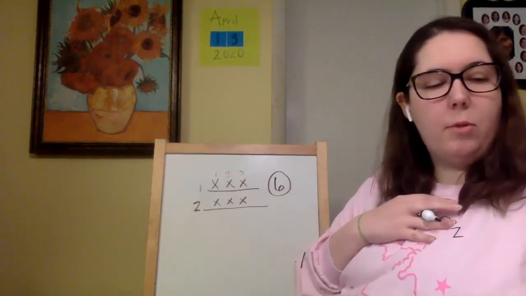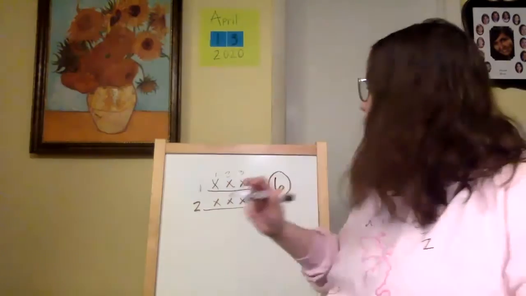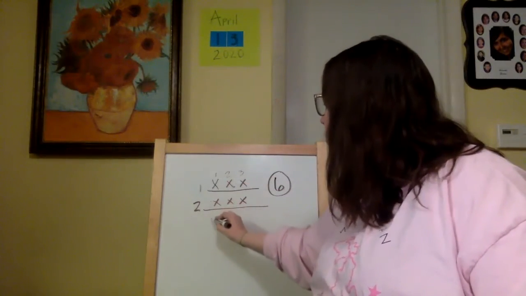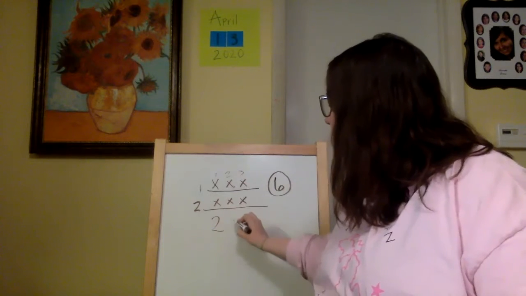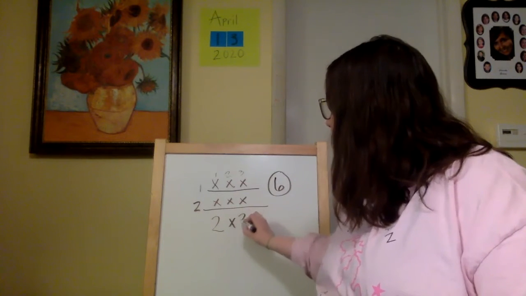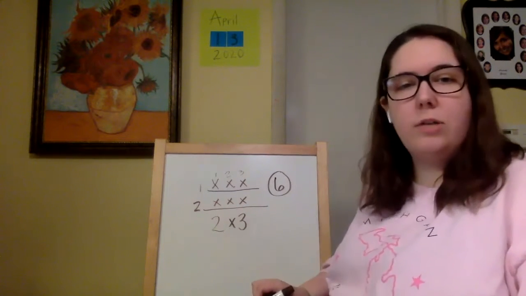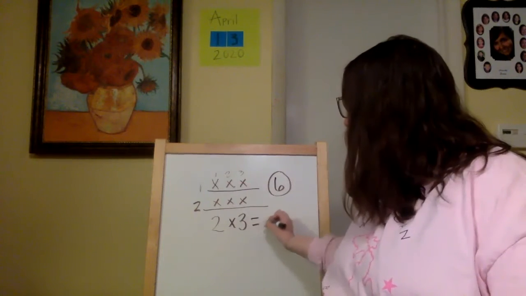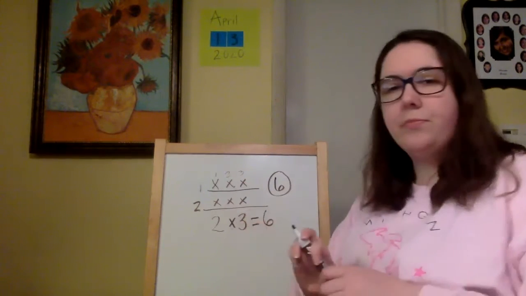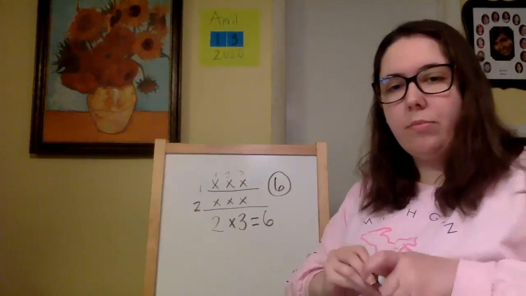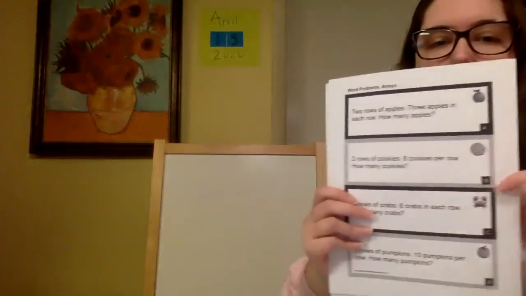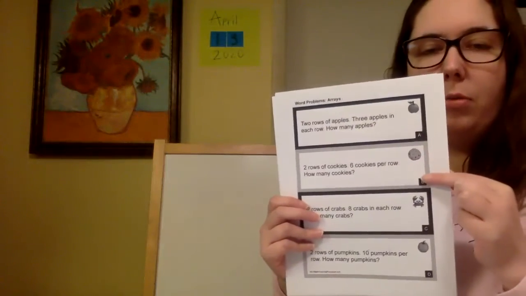If I were to write the multiplication sentence, the multiplication sentence would be 2 rows of 3. And I know that 2 times 3 is 6. All right, so then I'm going to move on to this problem here.